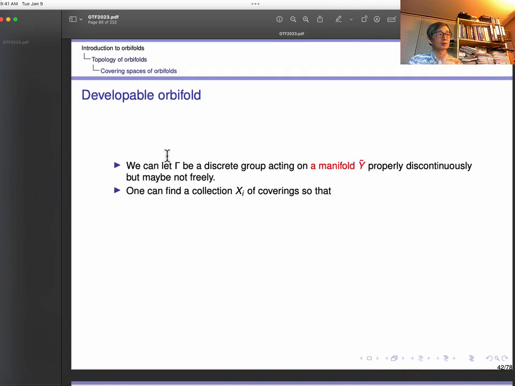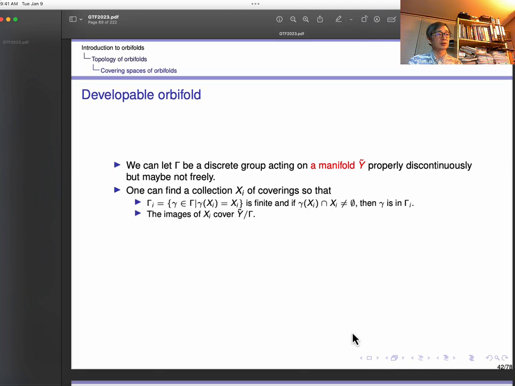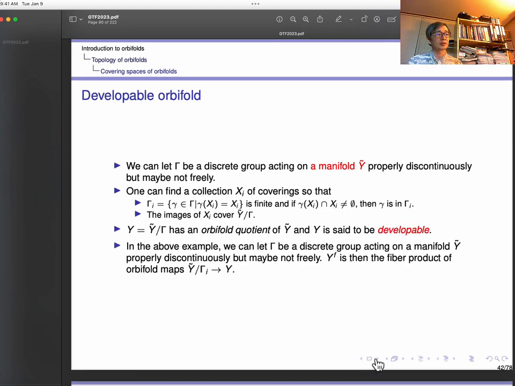So what is a developable orbifold? Let gamma be a discrete group acting on a manifold properly discontinuously but not freely. Then we can find a collection of coverings so that the gamma i, the subgroup of gamma preserving X i, is finite, and if X i and X j have non-empty intersection, the only way that can happen is in gamma i. So it acts on this X i, and the images of X i cover Y tilde over gamma. Then Y tilde over gamma has an orbifold quotient of Y tilde, and Y is called developable. So in the above example, you can let gamma just be a discrete group acting on a manifold Y tilde properly discontinuously, but maybe not freely.